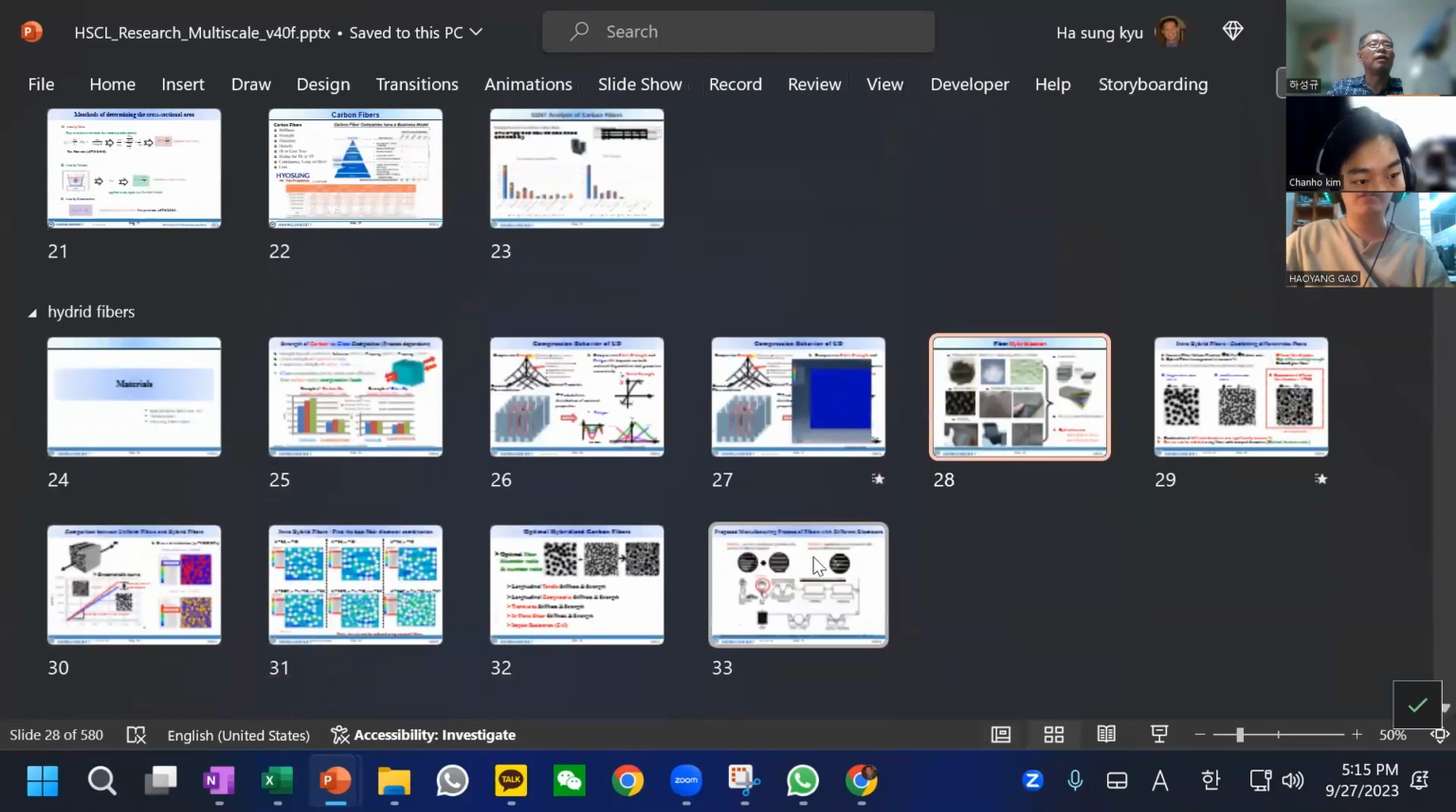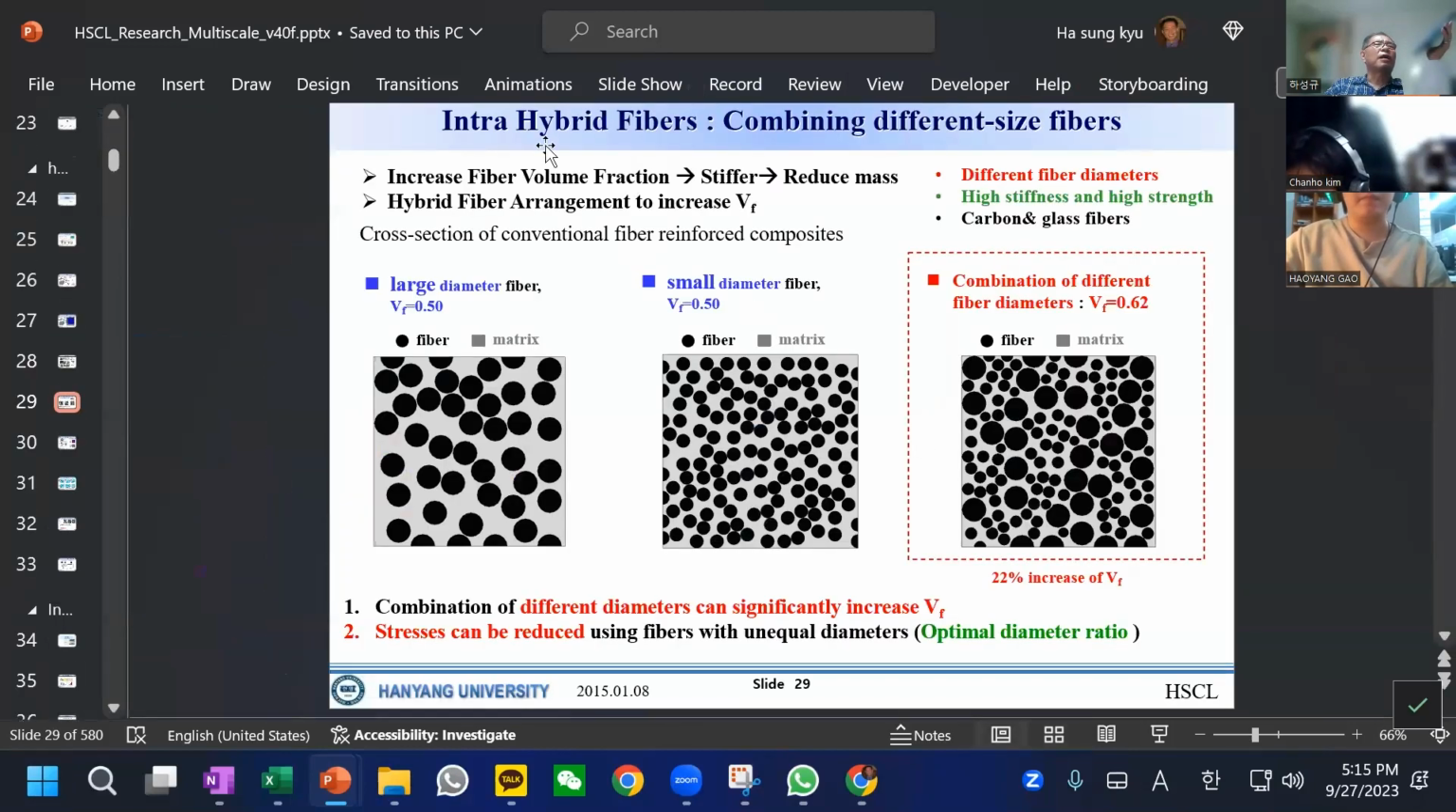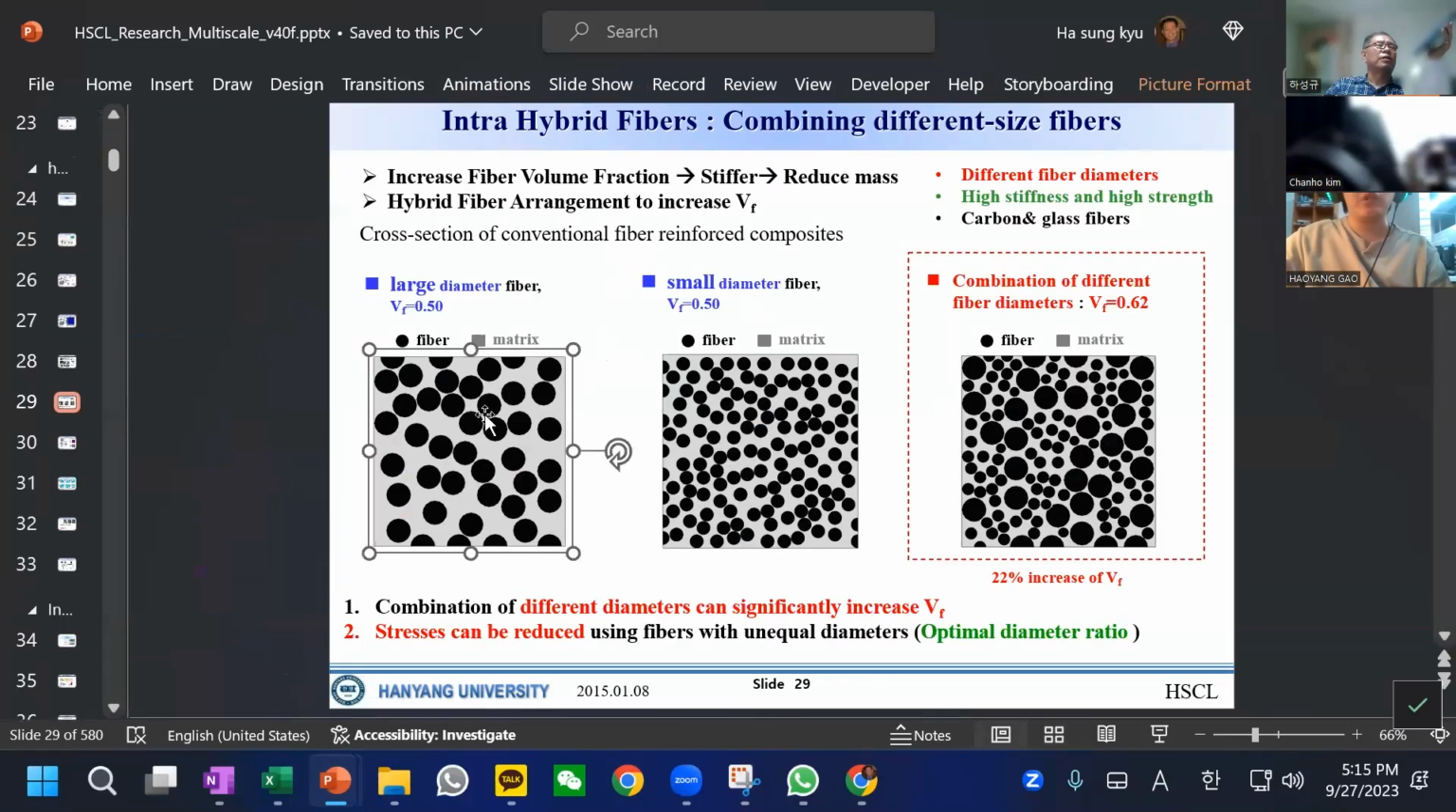Okay, so I just mentioned the difference between tension and compression. Now we can think about hybridized fibers, with different fiber sizes, large and small. As you can see, the packing of the fibers has nothing to do with the diameter size, because no matter what size of carbon fiber you have, it is about 50%.